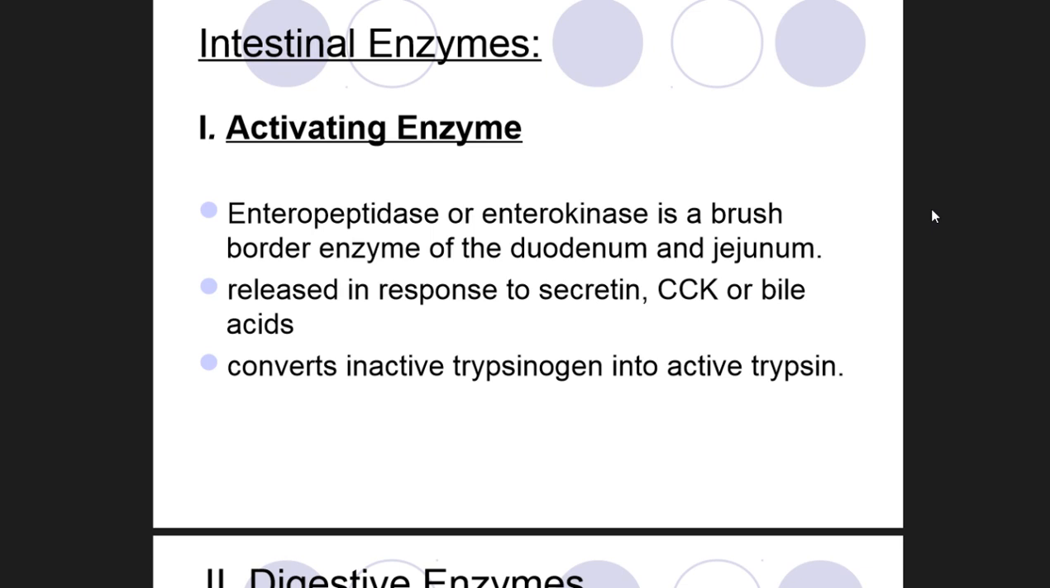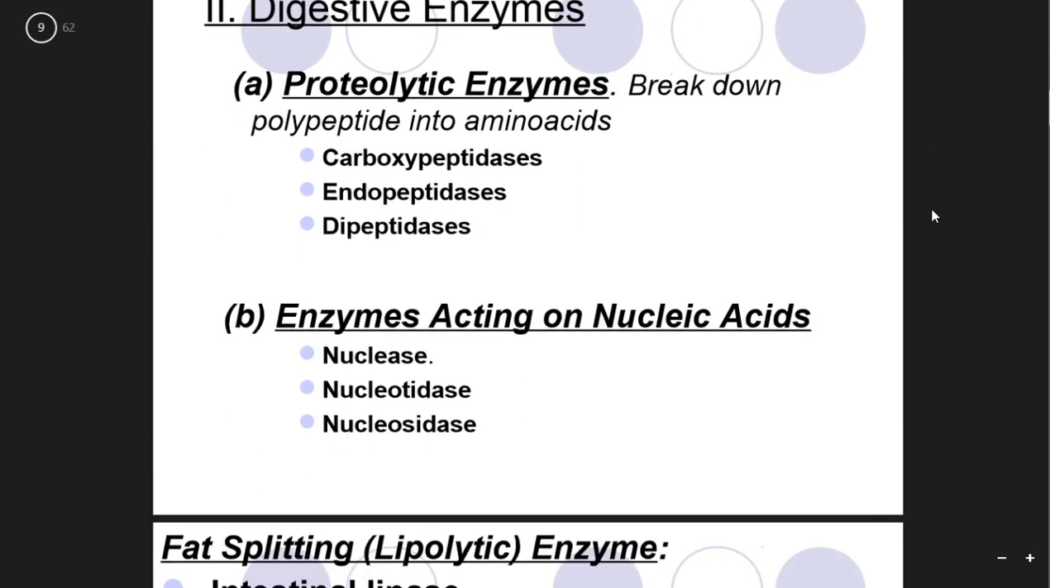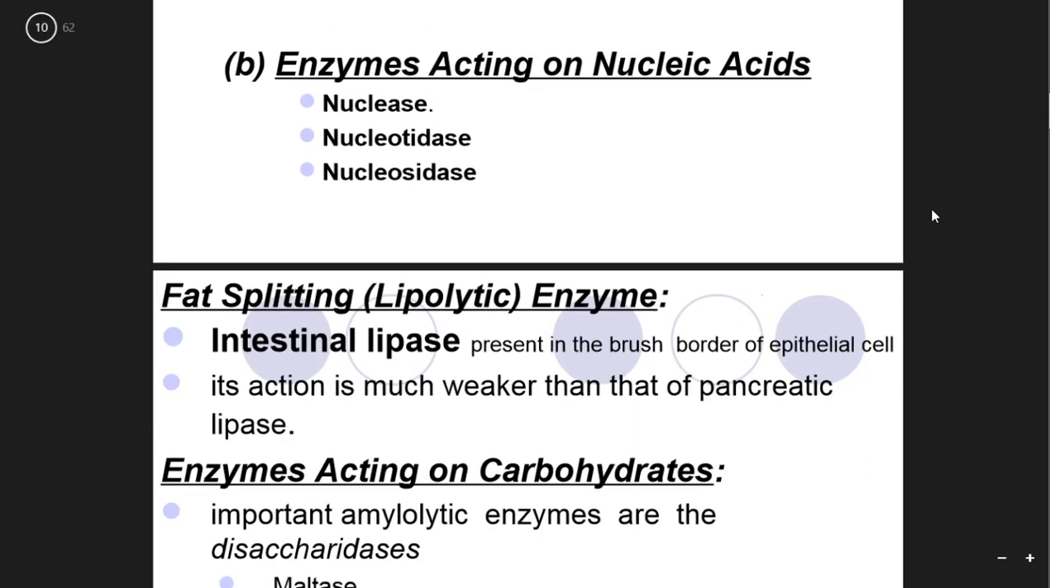Then activation. We have already learned that the enzymes present at the location site, or in the cells liberating them, need some particular stimulus to convert into the active form. The proteolytic digestive enzymes break down polypeptides into amino acids: procarboxypolypeptidase, endopeptidases, dipeptidases. Enzymes acting on nucleic acids are nucleases, nucleotidases and nucleosidases, almost all these three.